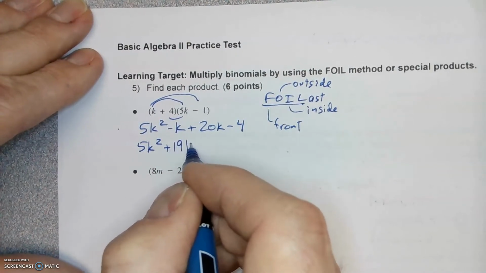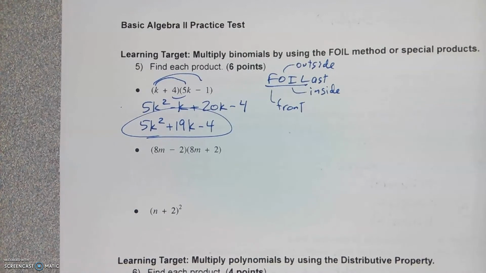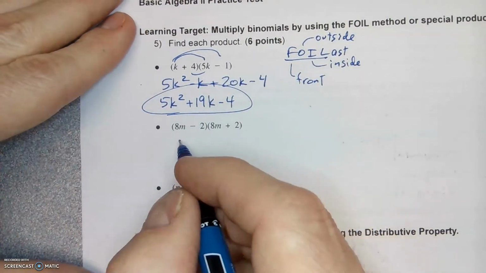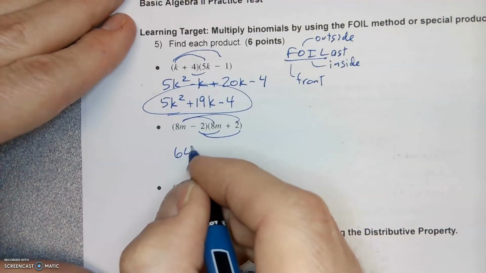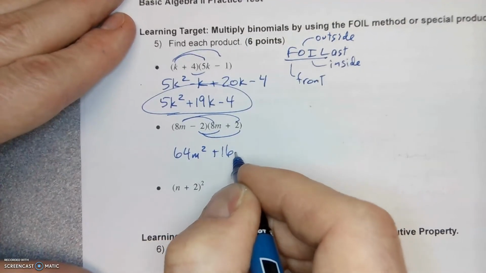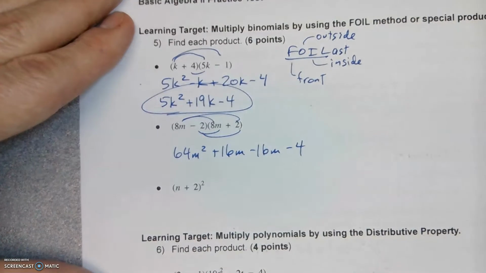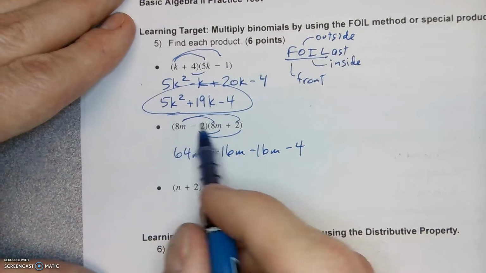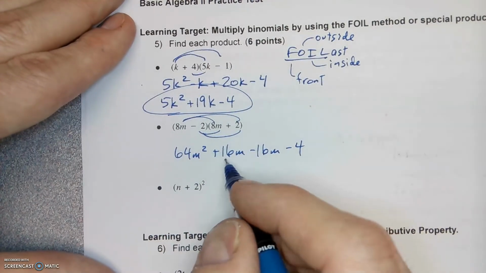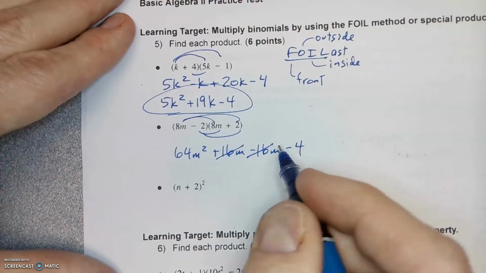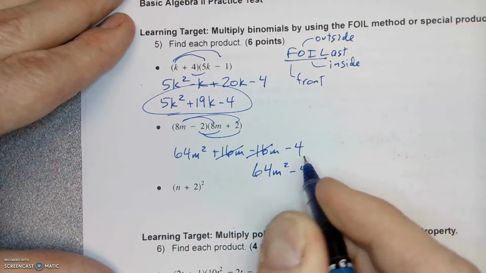Combine those like terms, and you're done. In this case, you have the same terms, both sides, but one's negative, one's positive. So you will end up with opposing terms in the middle. They cancel. So you get 64m squared minus 4.